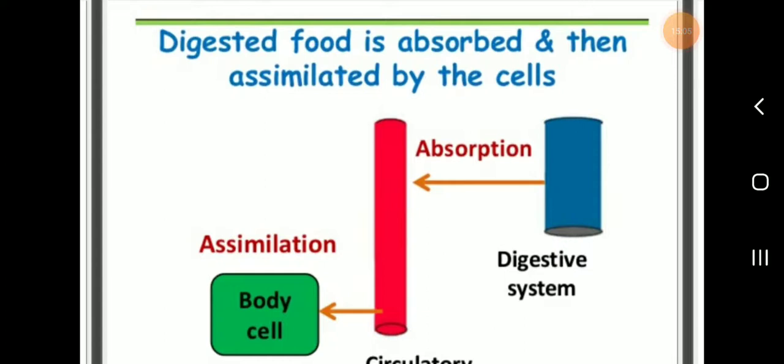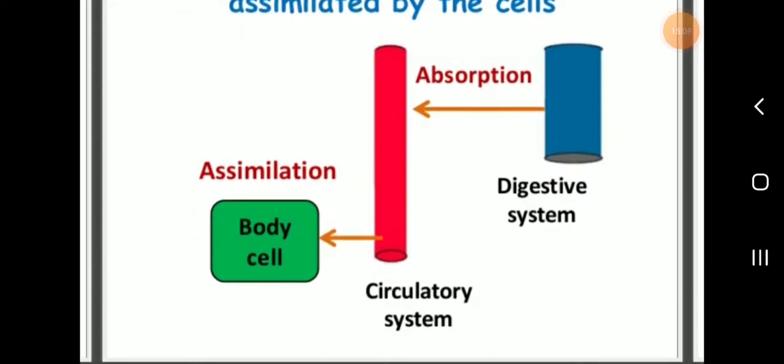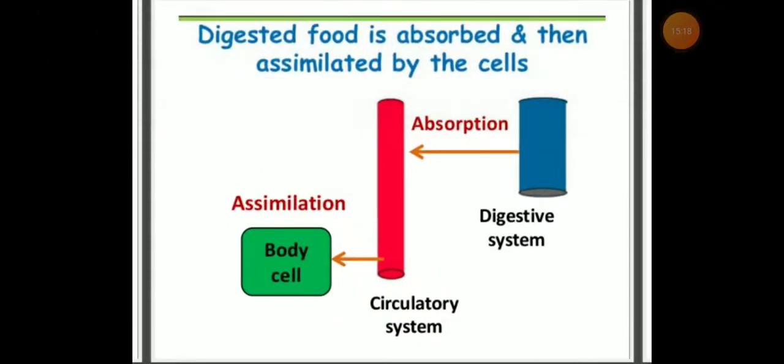Absorption, then assimilation to the body cell, through the circulatory system. The digestive system absorbs the food, and the circulatory system carries it for assimilation to the body cells. That is, the food is absorbed, then assimilated by the cells.